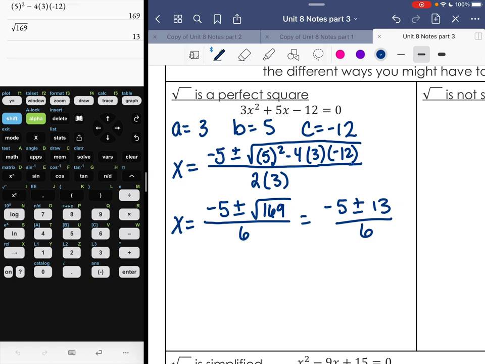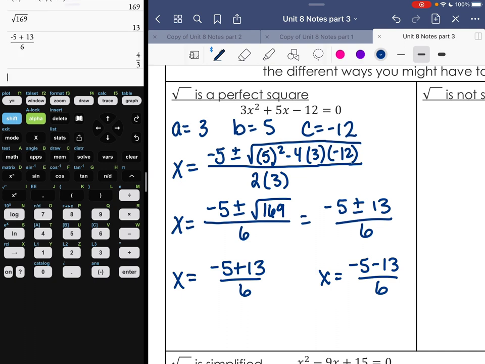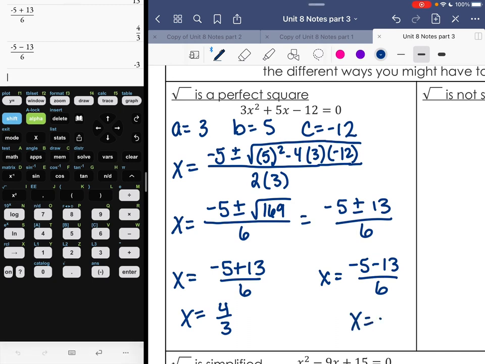All right, and then the last step is we're going to separate this into a plus problem and a minus problem. And we can put both of those into our calculator as fractions and let the calculator do the work. So we've got -5 plus 13 over 6. So that means one of our answers is x equals 4/3. And then we're going to do that again. -5 minus 13 over 6. And so our other answer is -3.